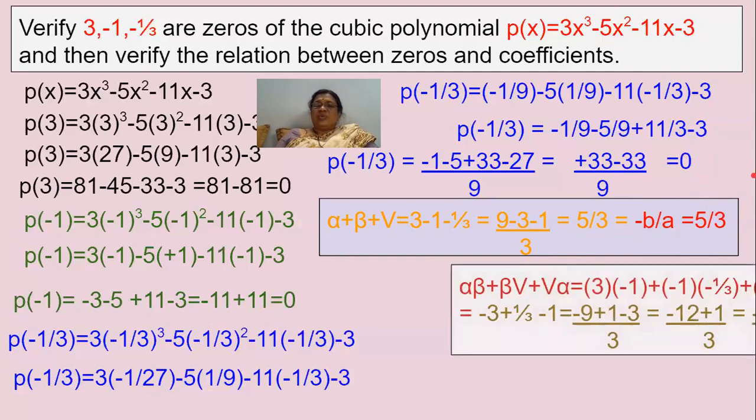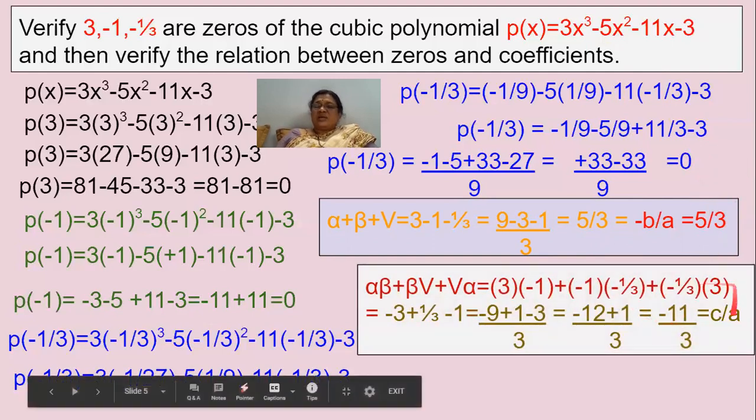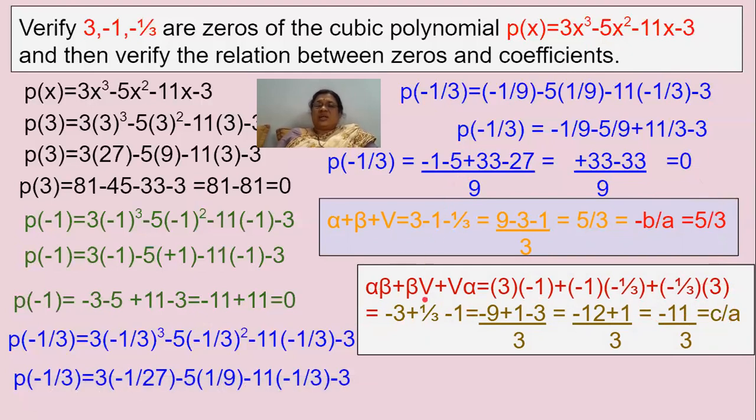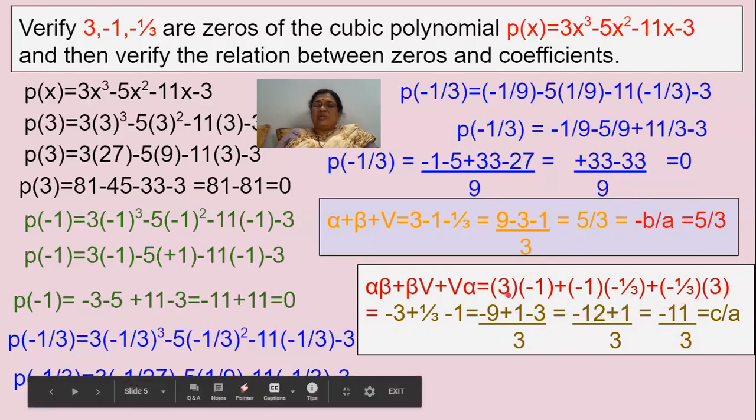See, one more. This is the product. When 3 zeros are there, we have to take the product as alpha beta plus beta gamma plus gamma alpha. That is c by a. See here, alpha beta, beta gamma, gamma alpha. So when you multiply 3 ones are 3, minus minus, you'll get plus 1 by 3. This 3 and 3 will get cancelled, you'll get minus 1.